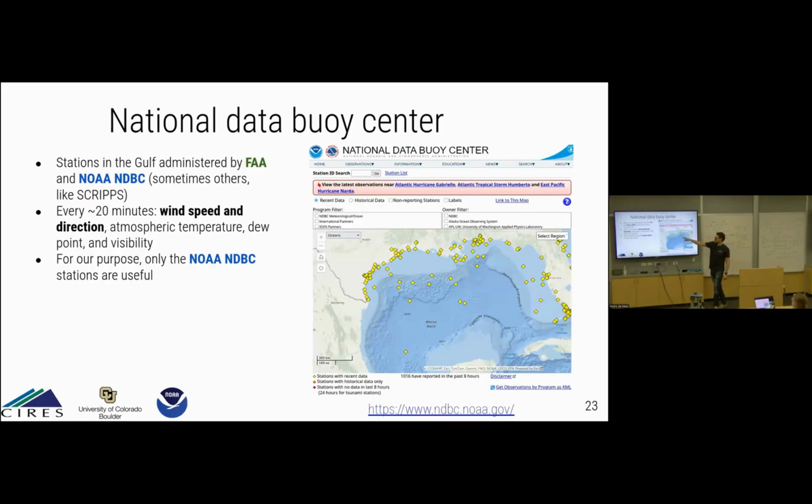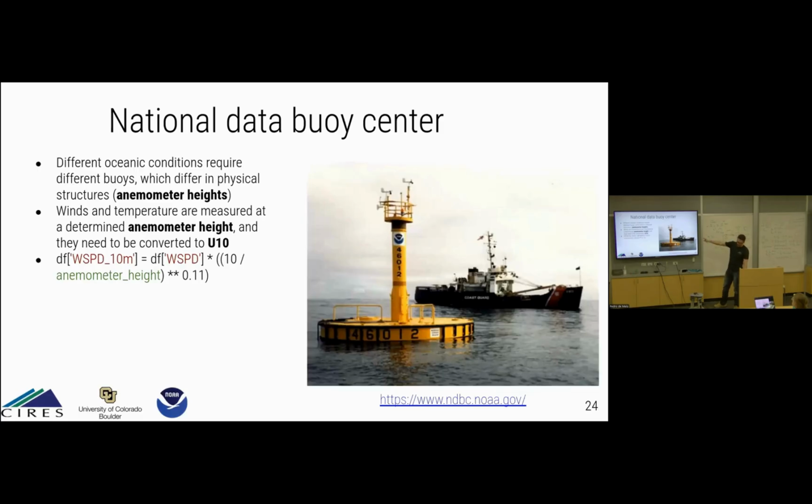So here we have some stations in the Gulf that are administered by the FAA and the NOAA NDBC, the National Data Buoy Center, and sometimes others, but usually FAA and NDBC, which are the ones that are relevant to us. Roughly every 20 minutes, they measure wind speed and direction at those points, among other things. If we check data from the National Data Buoy Center, they have some disc buoys in the ocean with some fixed anemometer height, and we can convert the wind speeds at that height to 10-meter wind speeds using this expression.